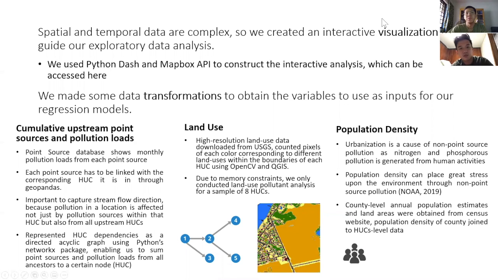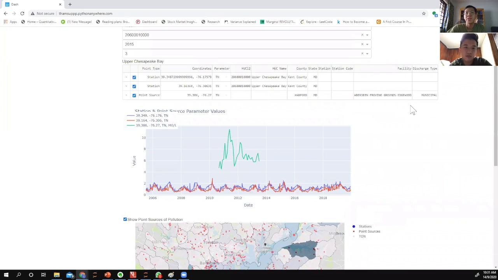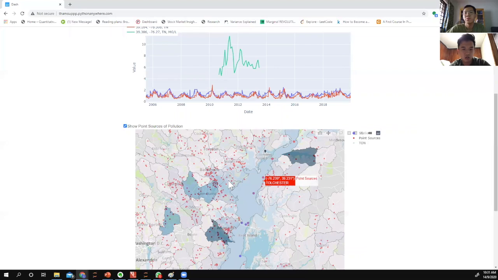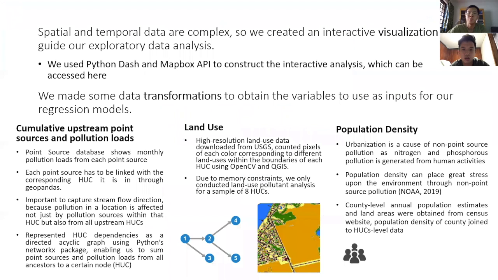The data that was given to us is spatial and temporal data, which is really complex. To process it better, we used an interactive visualization through Python Dash to let us visualize spatial and temporal data. We can look at the spatial relationships between point sources of pollution and also the stations that collect the pollution data. And for the points of pollution, you can see the temporal aspect of how pollution levels change over time. These allow us to gain further insights into the relationships between pollution and different factors in Chesapeake Bay.